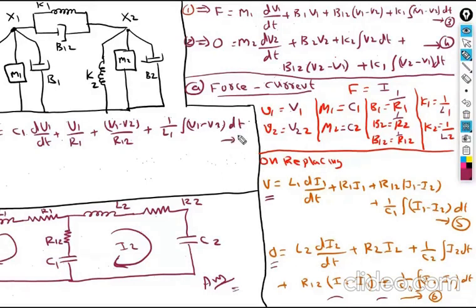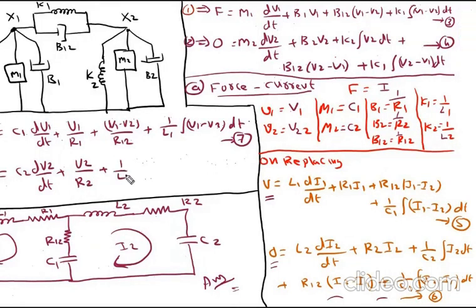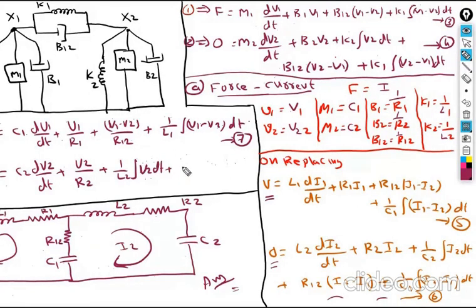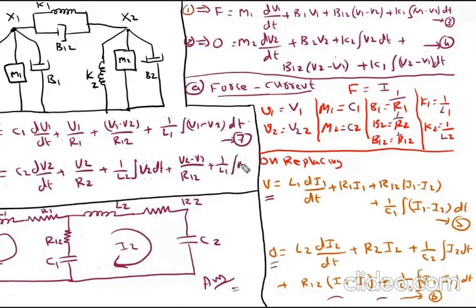This is equation 7. And now one more equation, equation 2, on replacing those variables. So 0 is equal to, we will be getting here, C2 into dV2 by dt plus V2 by R2 plus 1 by L2 integration of V2 dt, plus 2 more elements there, that is V2 minus V1 by R12, plus one more element, 1 by L1 into integration of V2 minus V1 dt. This is your equation 8.